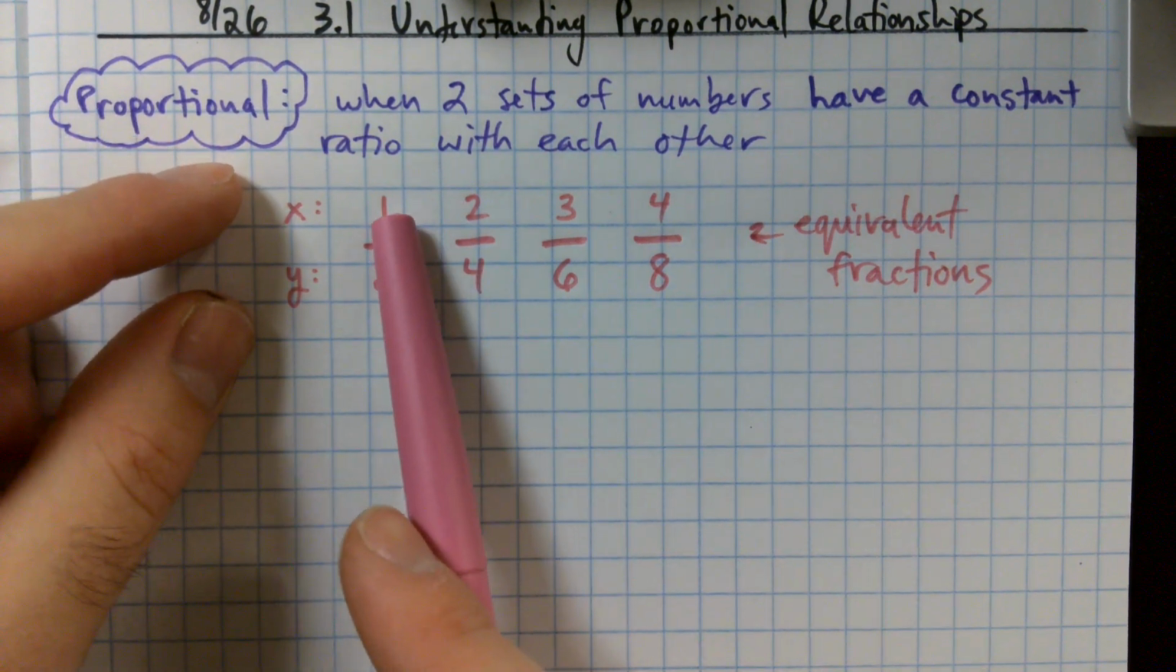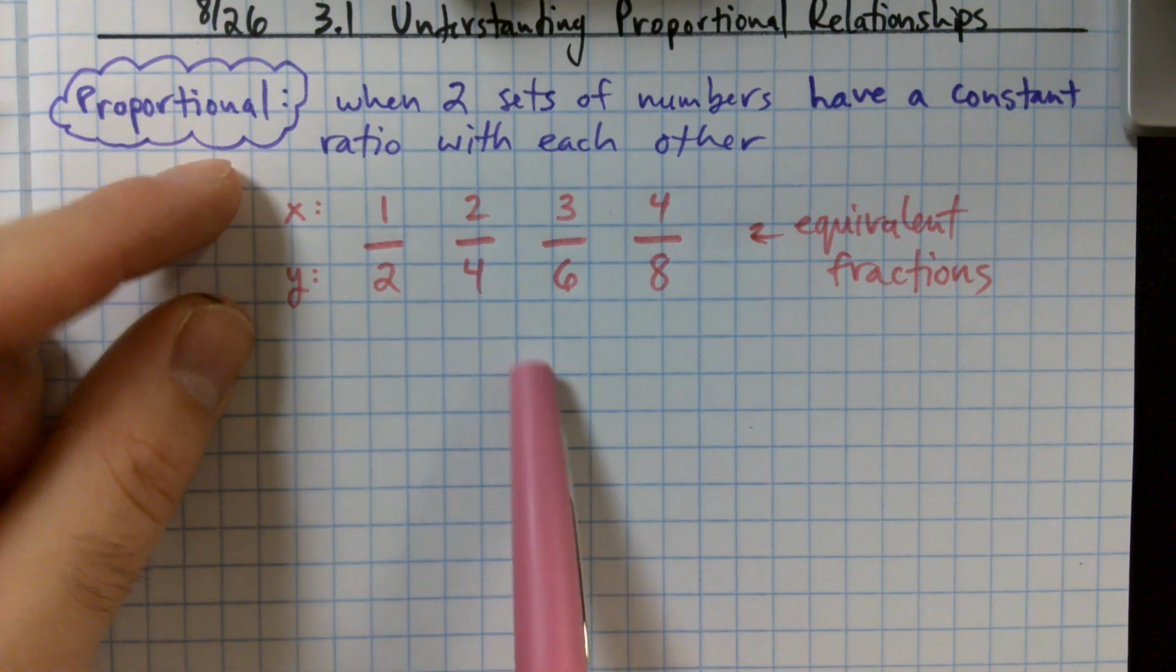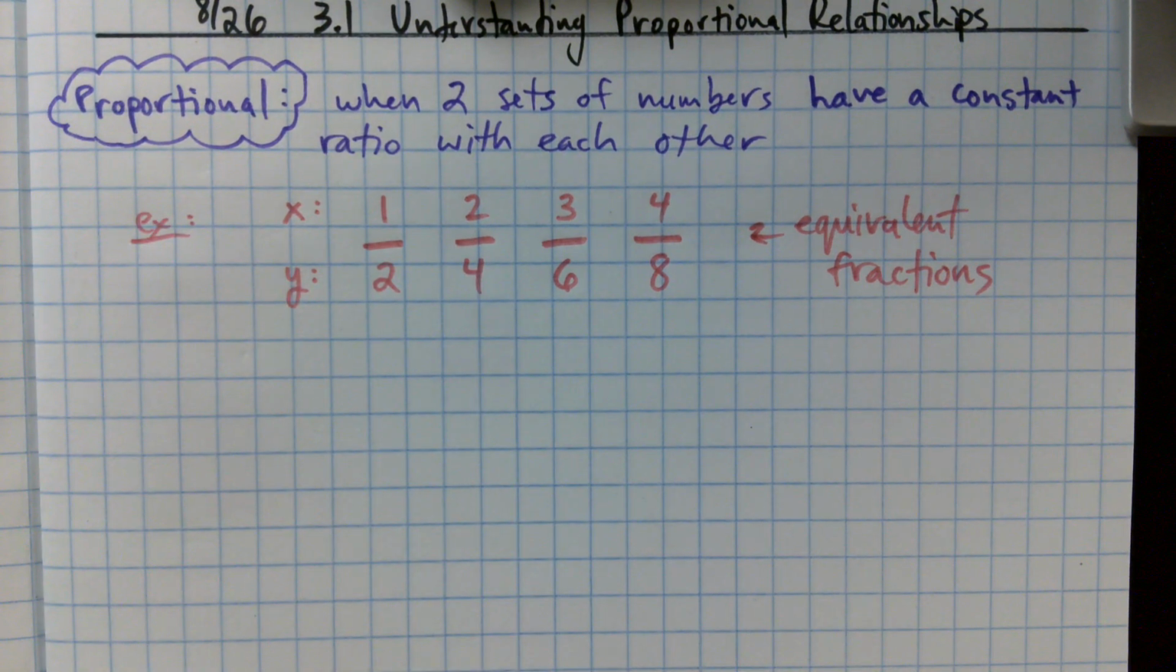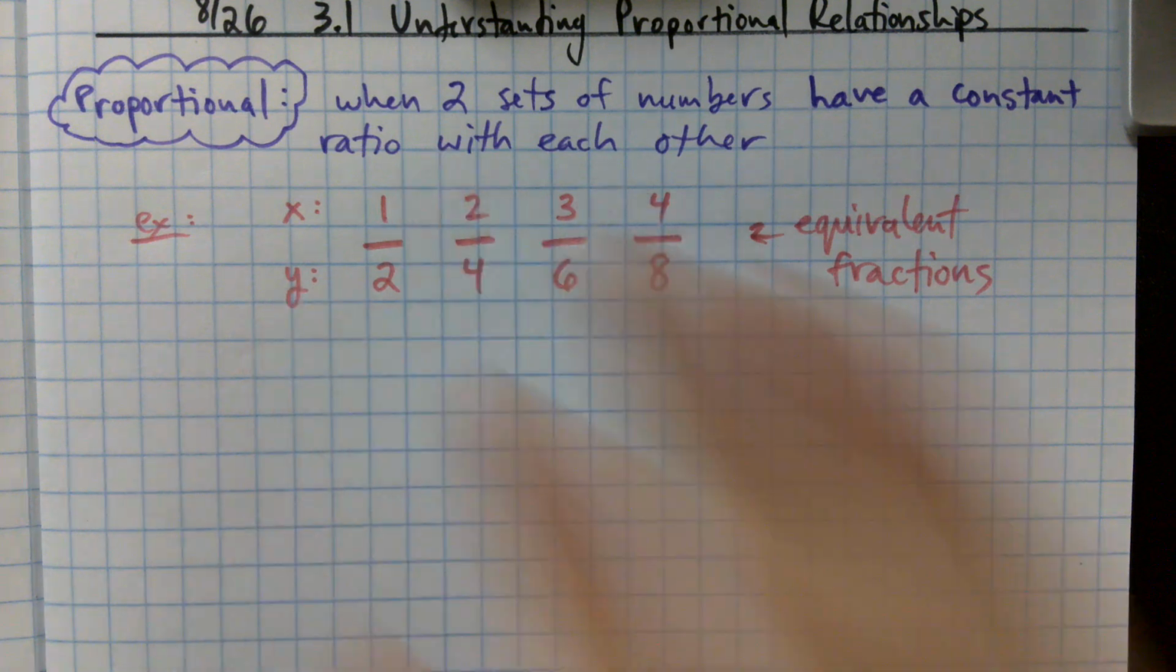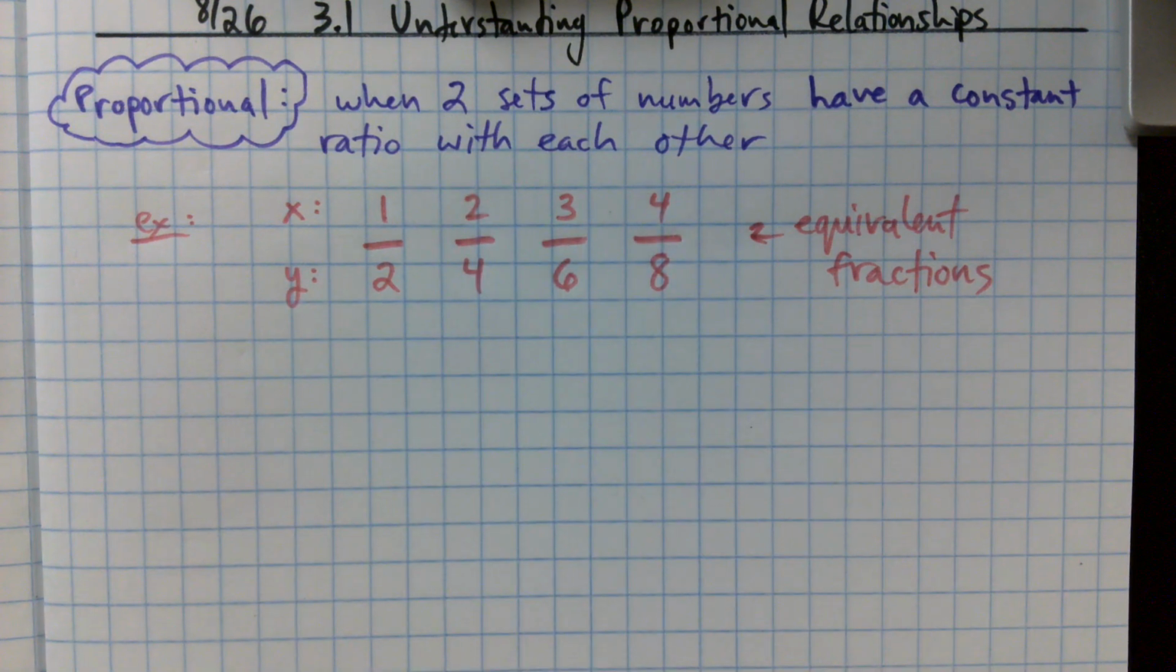And the ratio between the x's and the y's is constant. It's 1/2, 1/2, 1/2, 1/2. That's what a proportional relationship would look like, okay?